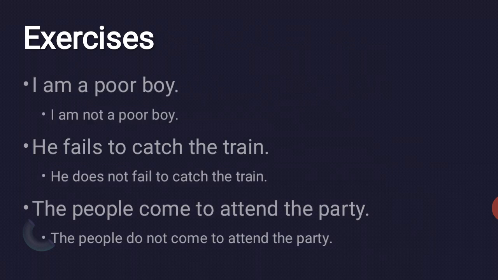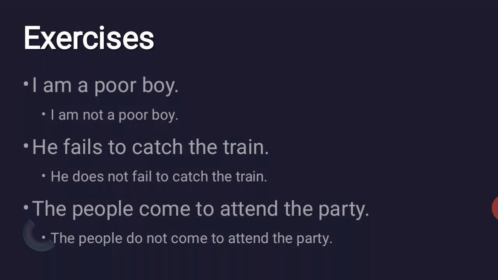And let's have some exercises. More exercises I have given you. See that thing. I'm a poor boy. Here we have to find out what the auxiliary is, and to that auxiliary we have to add not. Here the auxiliary verb is am. I am not a poor boy.